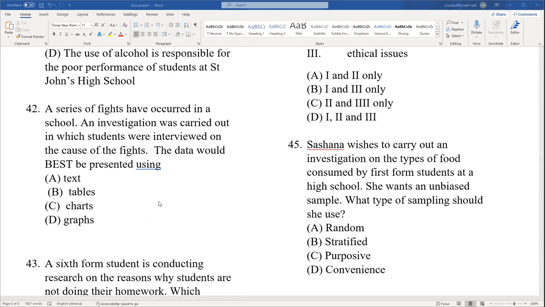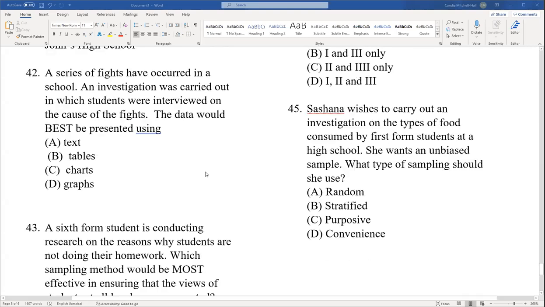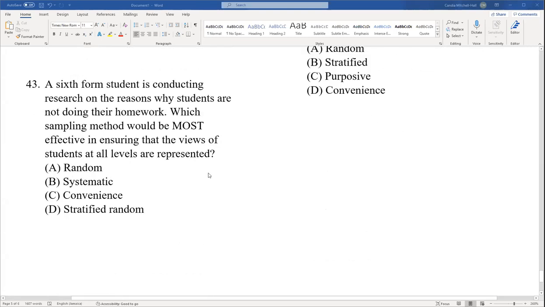42. A series of fights have occurred in a school. An investigation was carried out in which students were interviewed on the cause of the fights. The data would best be presented using A, text, B, tables, C, charts, and D, graphs. Which one did you use? A, text. Anybody differs? All right, the answer is A, text.